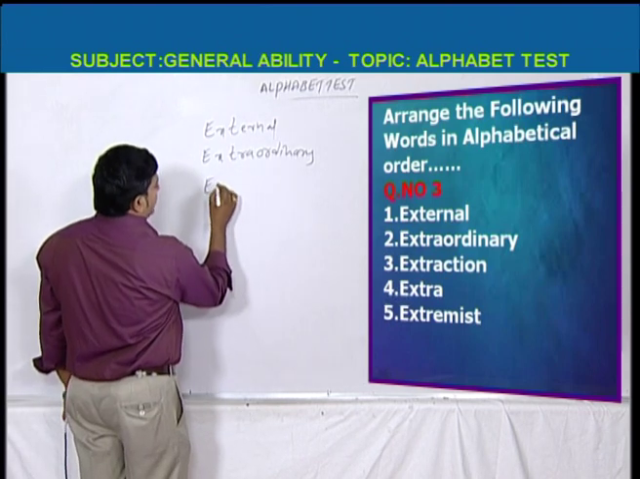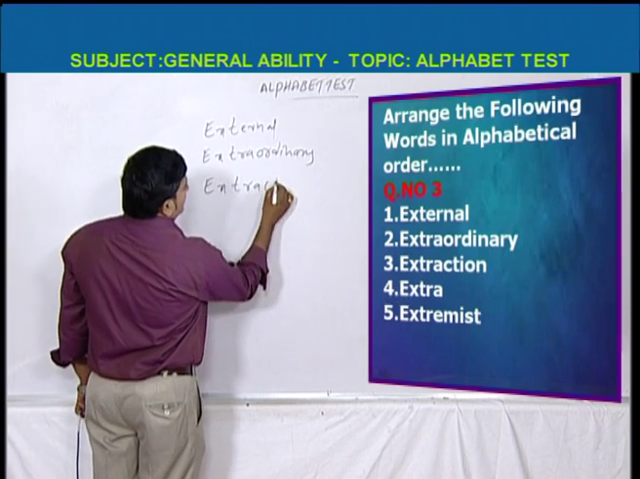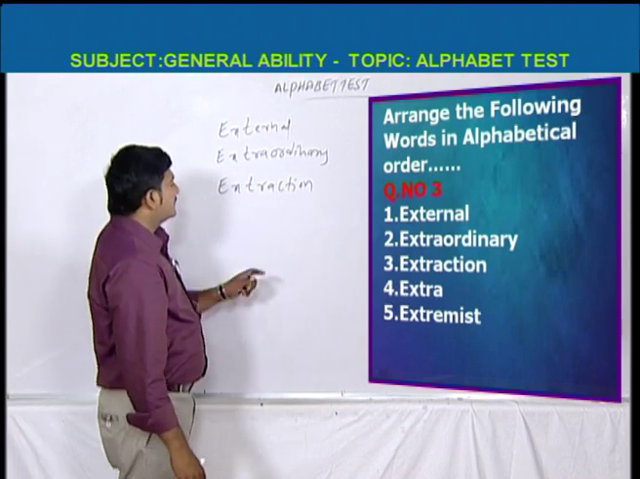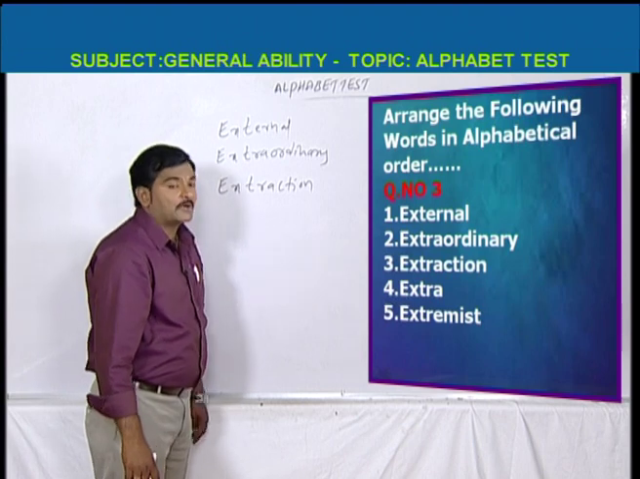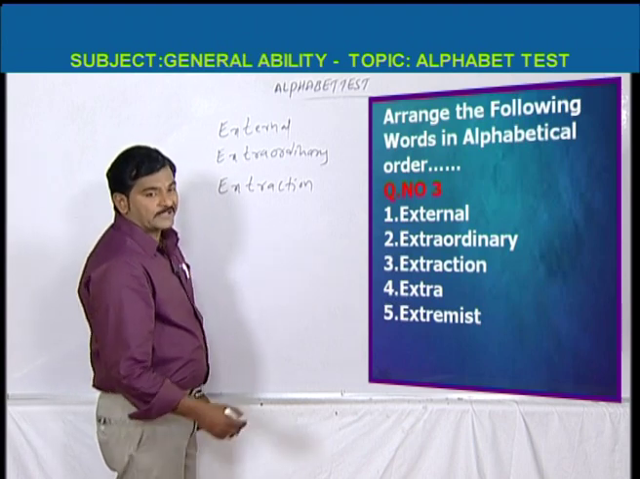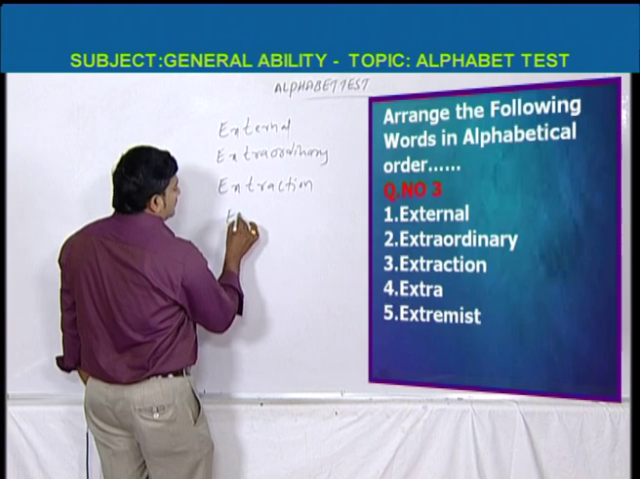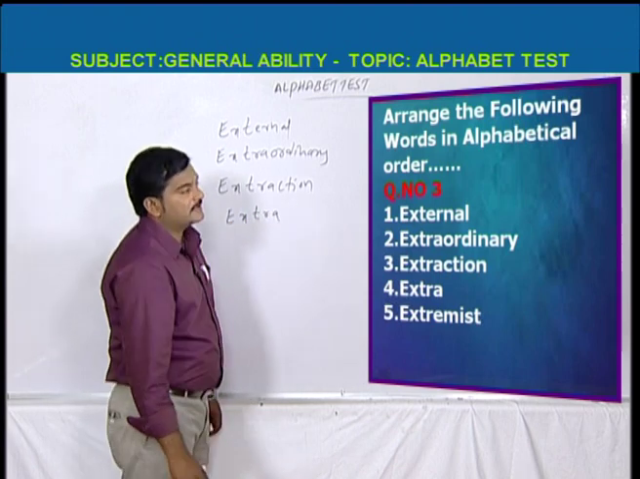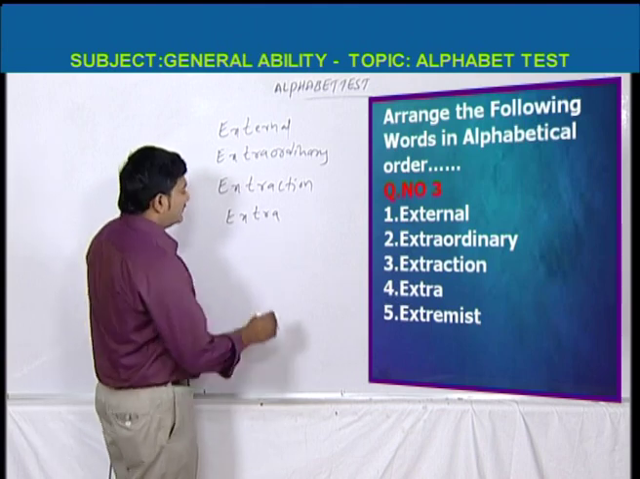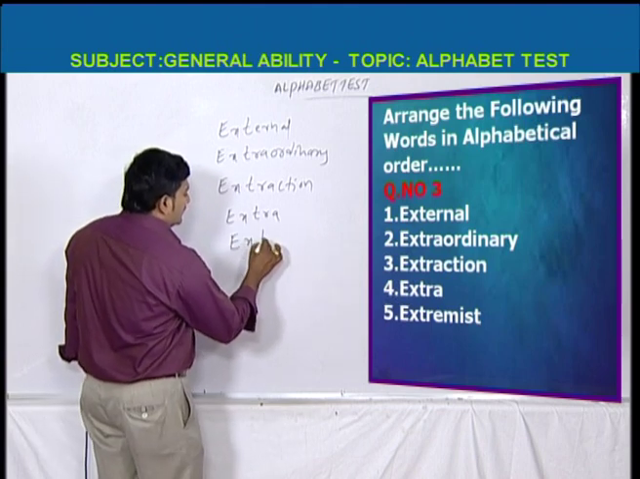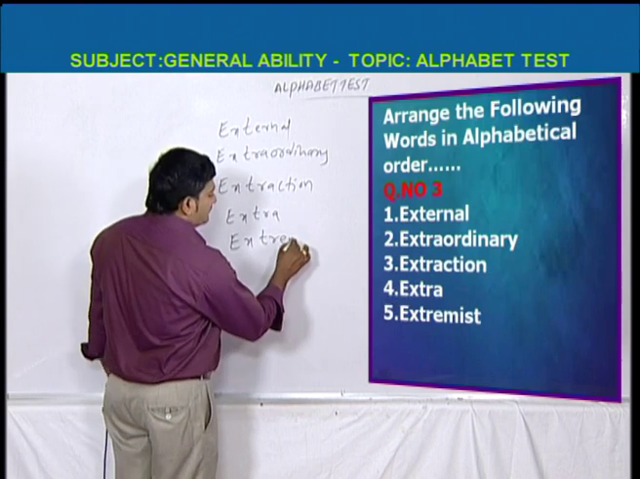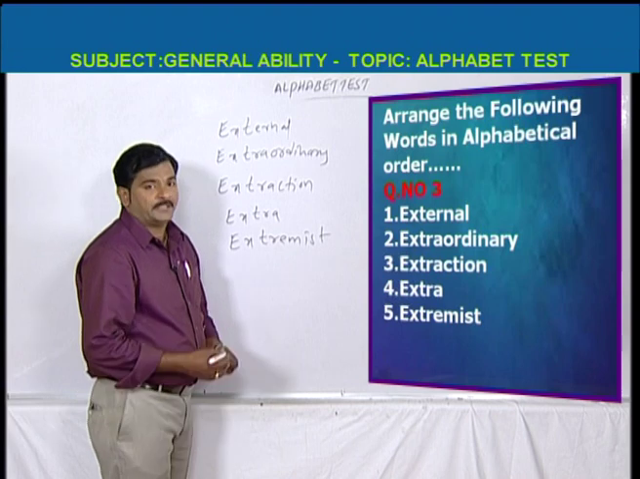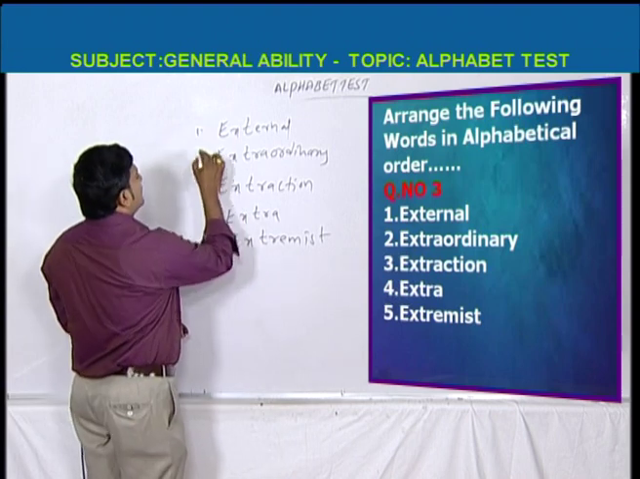Next, extraction is given. Spelling is important, you can ignore the pronunciation. After extraction, next what is given? Extra is given. After extra, next what is given? The final word is extremist. So EXTREMIST. These are the 5 words that are given.